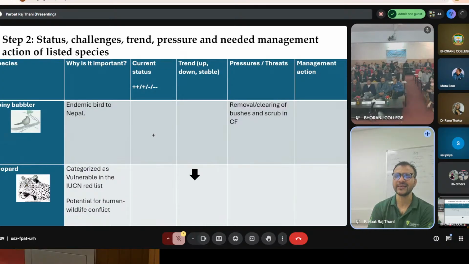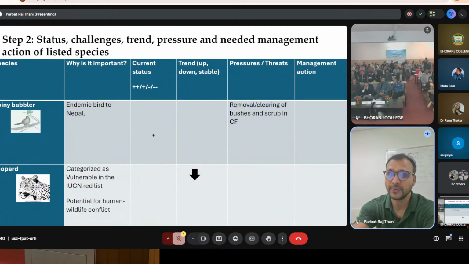Are they increasing, decreasing, or stable? What type of pressure and threats are there because of that species or to that species, and what can be done to get rid of that pressure and those threats. We started contemplating all these things and made a list. This was the second format to understand status, challenges, trend, pressure, and needed management action. And this was related to species.